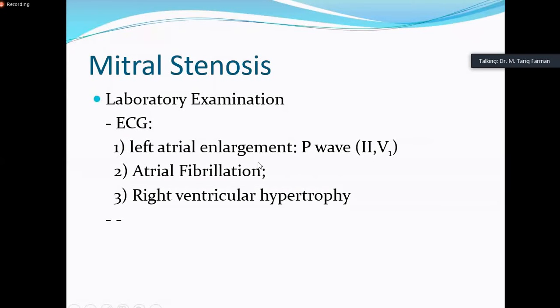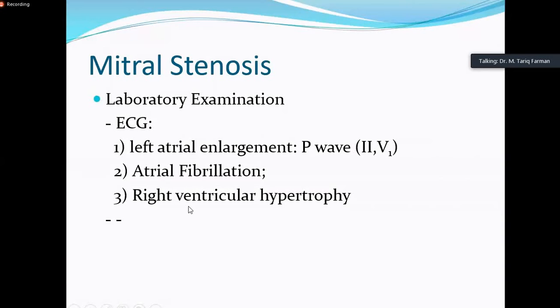But usually in the advanced stage of the disease, you may not have P waves because the patient has developed atrial fibrillation. In case of atrial fibrillation, P waves are absent. P waves are no more there.